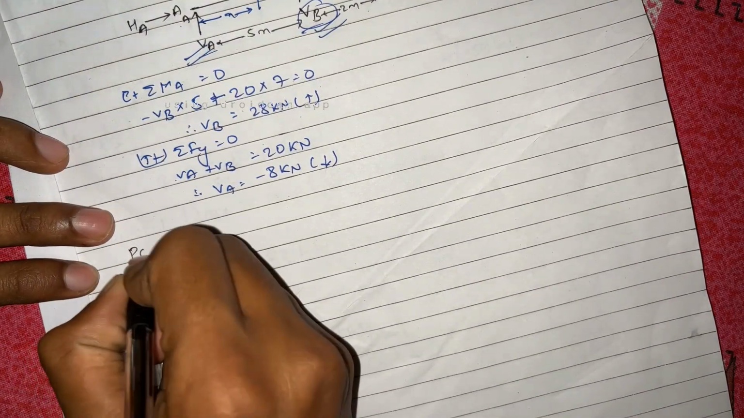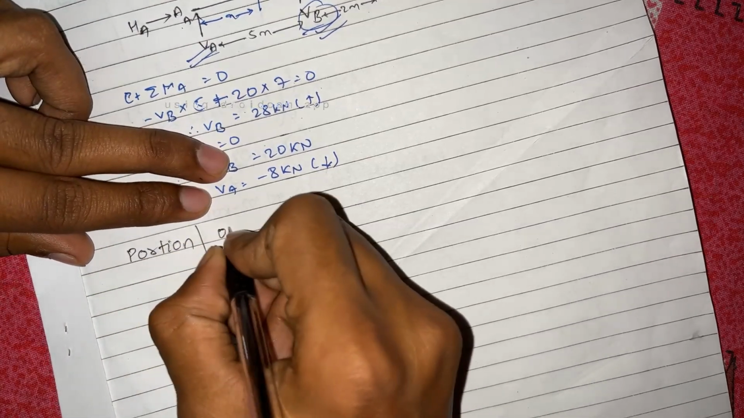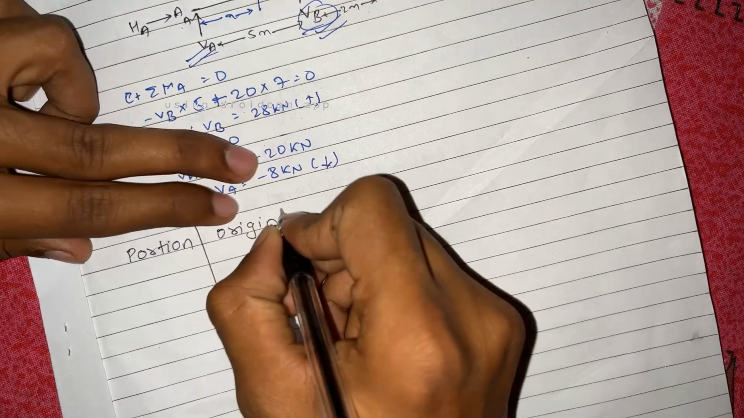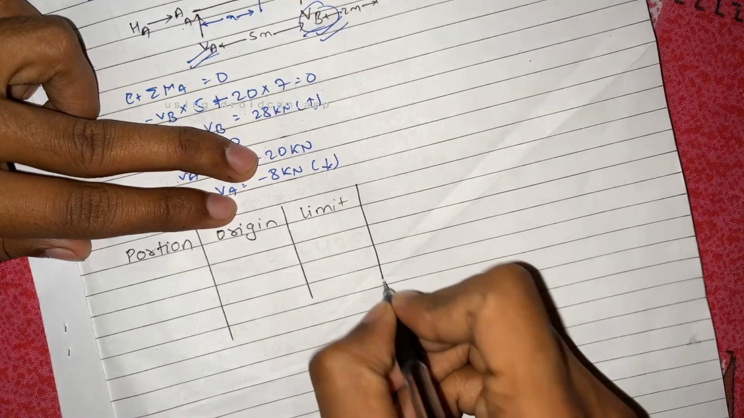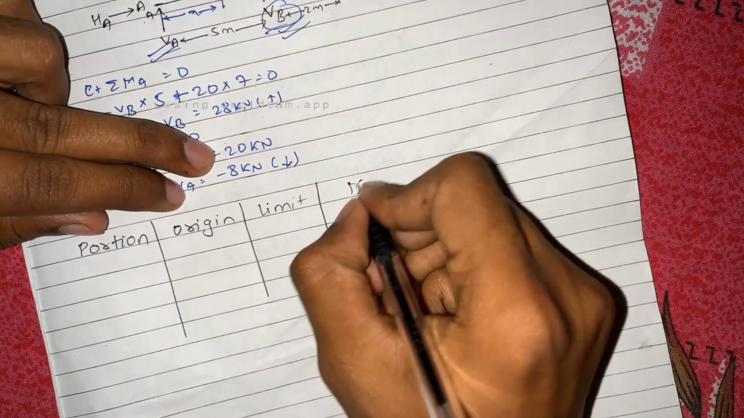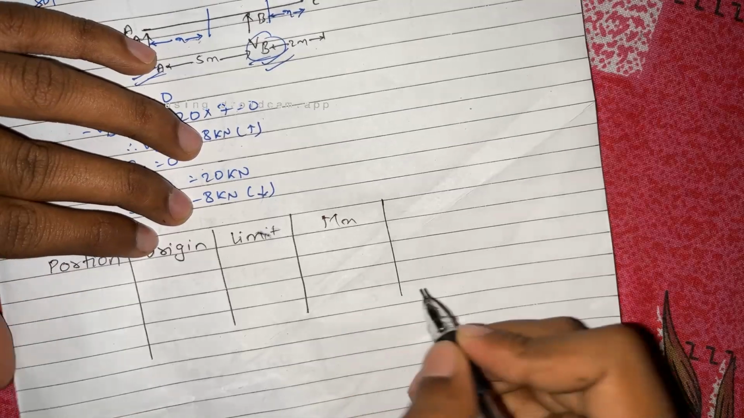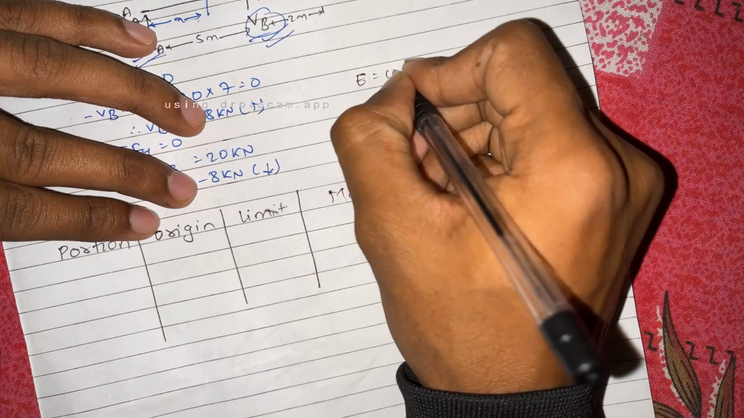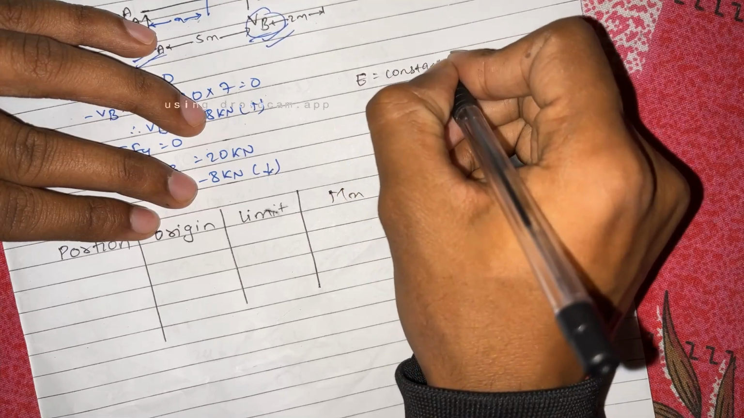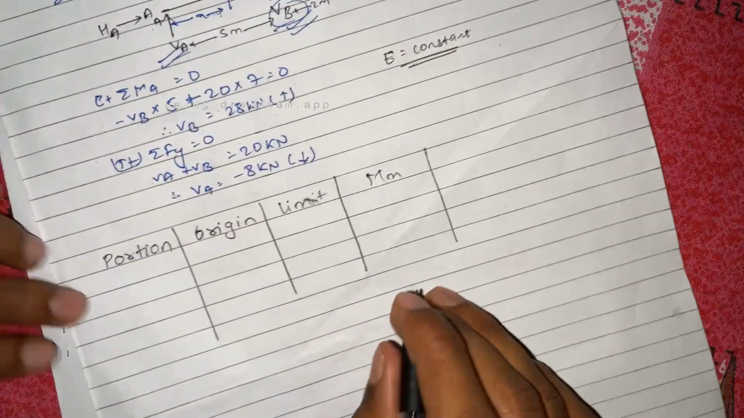In the table we'll keep portion, origin, limit, and similarly we'll take Mx. It's the moment around x distance, the moment around x, and we have the constant E I, which is constant. So yes, we don't need to take E here.